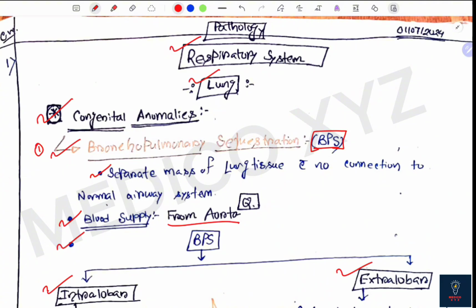What is bronchopulmonary sequestration? It is a separate mass of lung tissue that has no connection to the normal airway system. It means a separate mass that is present within the lungs or outside the lungs. Lungs means lung parenchyma. It gets its blood supply from the aorta.